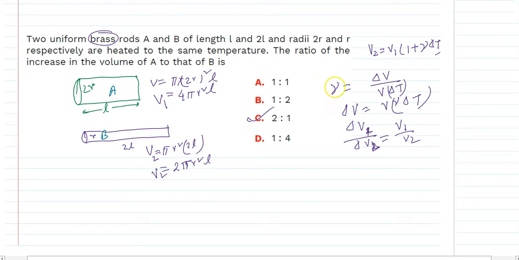For the same material, we know gamma will be the same. That's why gamma will be del V by V delta T. So for the same temperature increase, del V by V we have to find, meaning del V is proportional to V. So del V1 by del V2 equals V1 by V2, where V1 will be 4 pi r square L and V2 will be 2 pi r square L. Then you can calculate it equals 4 by 2, meaning 2 by 1. This will be the answer.